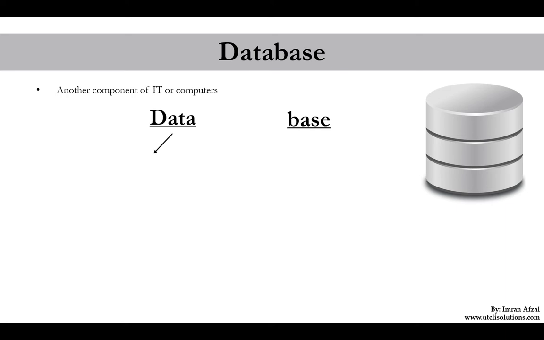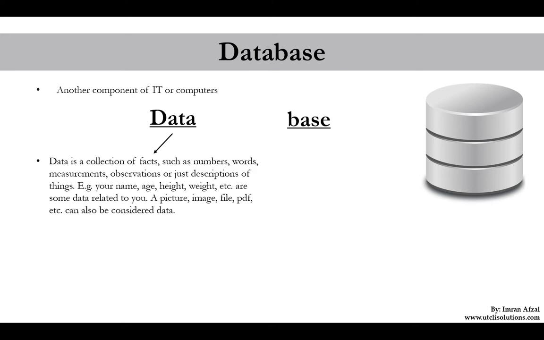So, what is data? Well, data is a collection of facts such as numbers, words, measurements, observations, or just descriptions of things. For example, your name, age, height, weight, etc. are some data related to you. A picture, image, file, PDF, etc. can also be considered as data.